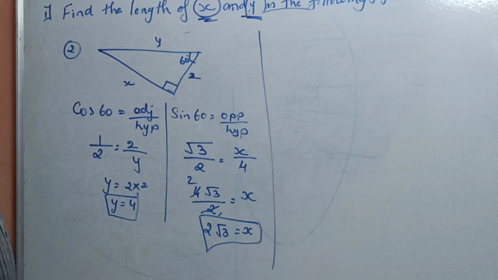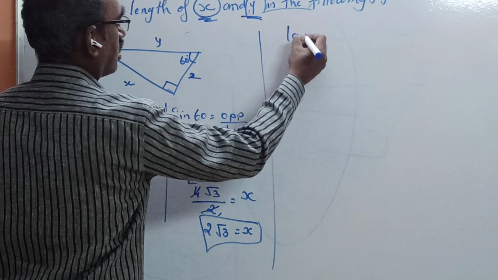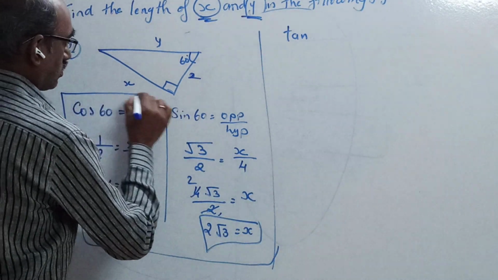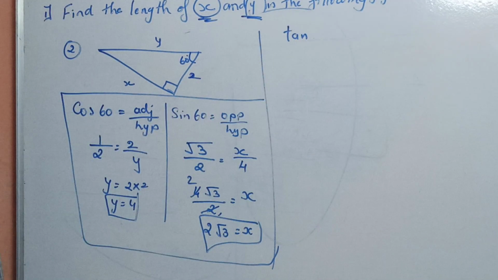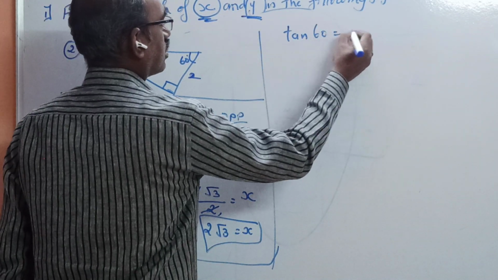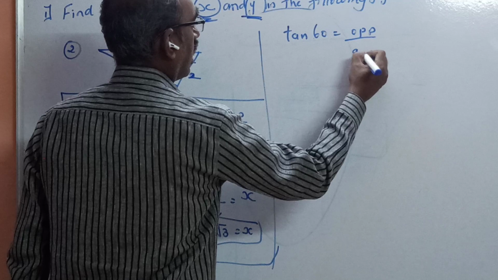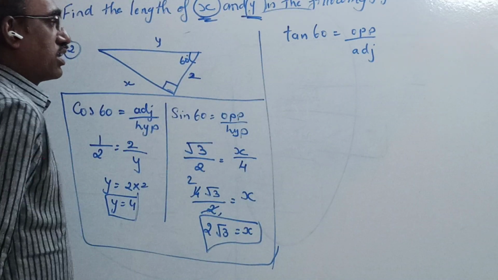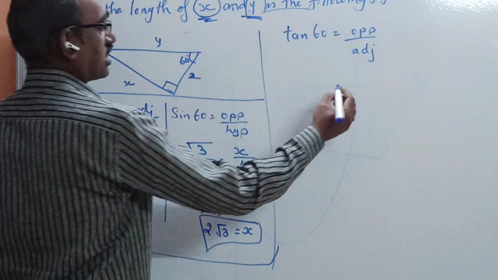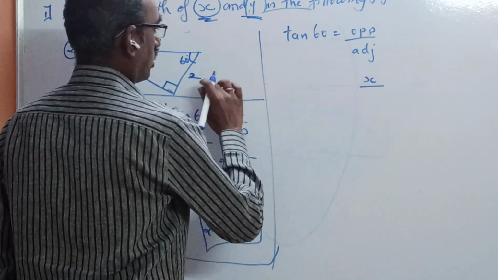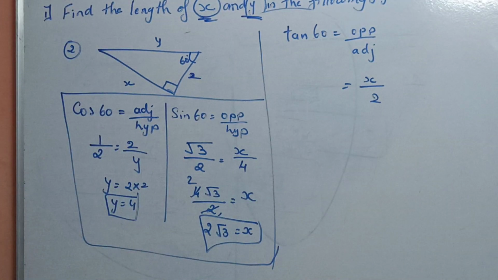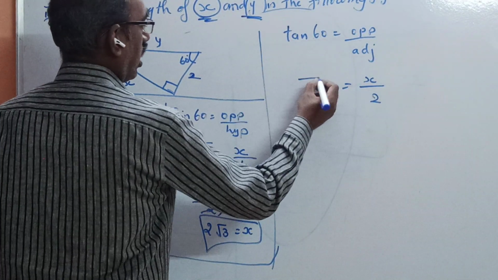Tan is equals to what? Opposite side upon adjacent. If you want, you have to use both this together or this one. Any one of the method you have to use. So tan 60 is equals to opposite upon adjacent. So opposite is what? X. Adjacent is what? 2. What is the value for tan 60? Tan 60 is nothing but root 3.